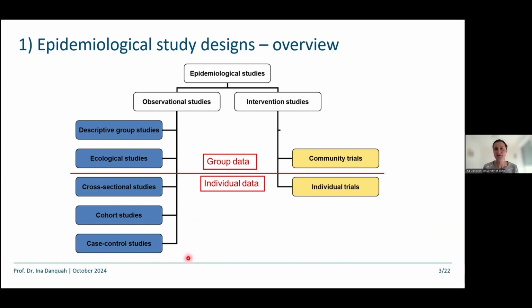Let me see if you see my pointer here. What most people and also researchers know very well are the observational study designs using individual data. Most of our master's students or even PhD students have very good knowledge and experience in working with cross-sectional designs. Some have also gained experience in case control designs. What we will look at today are cohort studies.